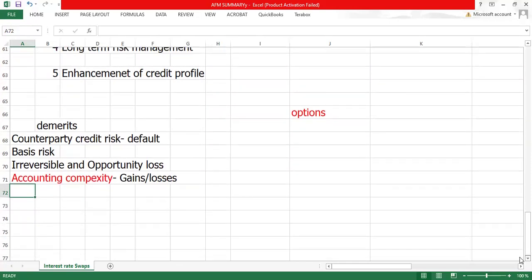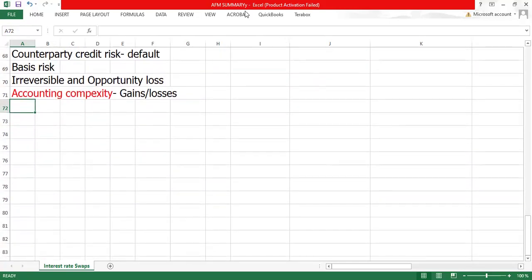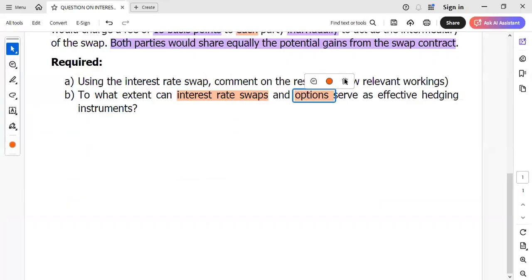Please also, you need to know the advantages and disadvantages when it comes to options. I have not talked about options because it's what we are going to discuss next time.